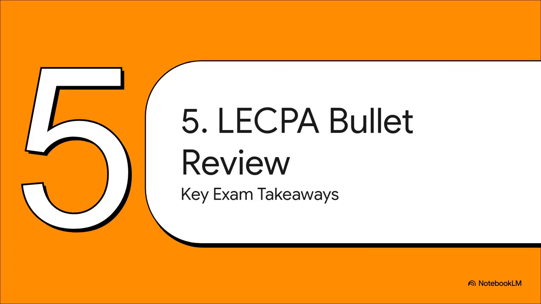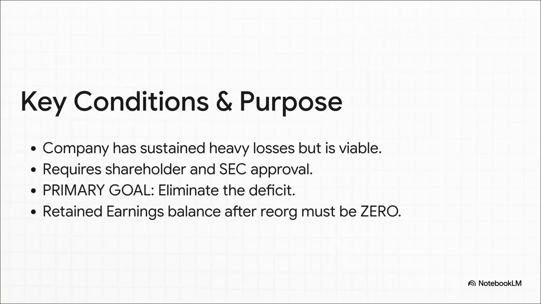Time for a high-speed review of the absolute must-know points for the CPA licensure exam. Ready? Let's do some rapid recall. Okay, the basics. You do this when a company has a bad past but a good future. You have to get approval from both the shareholders and the SEC. The number one goal is to eliminate the deficit, and the ending balance of retained earnings must be zero, not 1 peso more or less, zero.